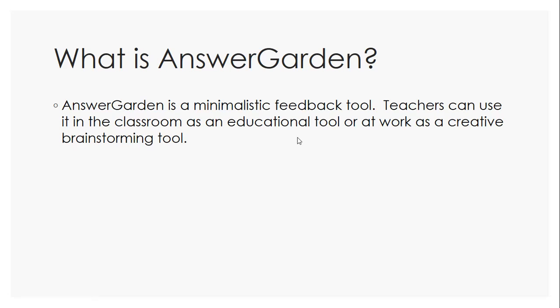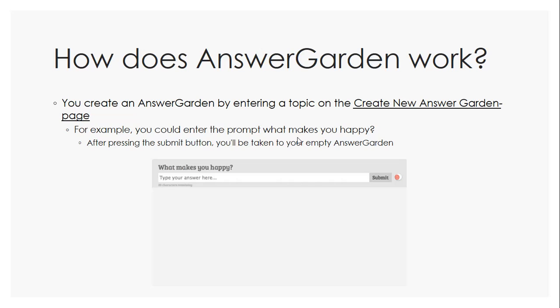So what actually is it? Answer Garden is a minimalist feedback tool. Teachers can use it in the classroom as an educational tool or at work as a creative brainstorming tool. So how does it actually work? You can create an Answer Garden by entering a topic on the Create New Answer Garden page. For example, you can enter the prompt, "What makes you happy?" as seen here. After pressing the Submit button, you'll be taken to your empty Answer Garden, which looks a lot like this.